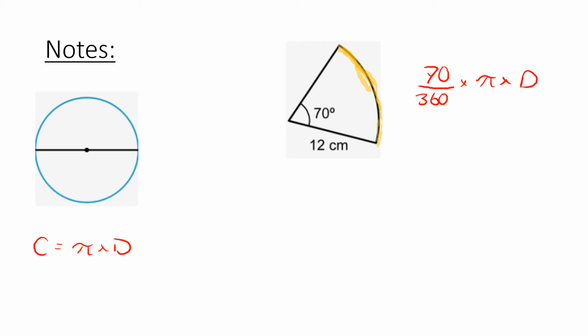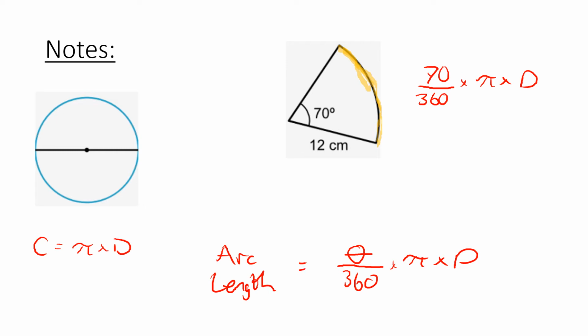In general, this formula you're going to need to remember. It's going to be theta. Anytime we're talking about angles, we often call it theta. It's just like an unknown, whatever the angle is. Theta divided by 360 times pi times diameter. So the arc length is equal to that. You need to remember that. That is one of the formulae that you're going to have to remember. That's a D. Okay, let's jump straight into an example.